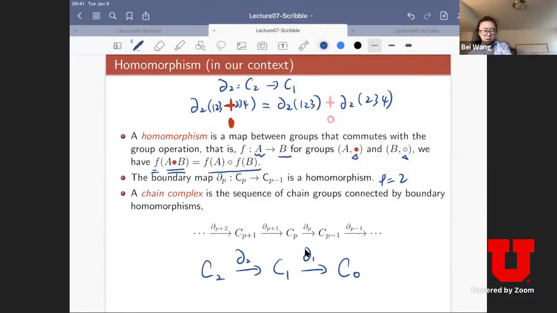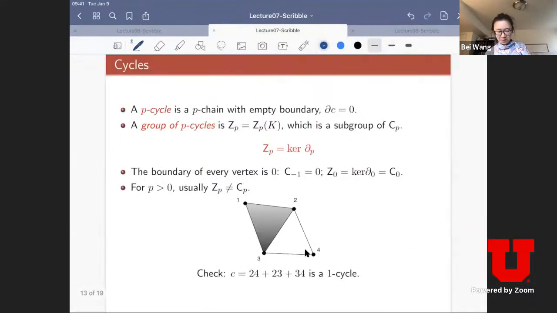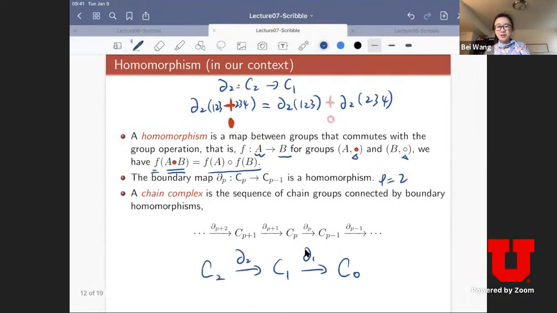In a lot of cases I can ignore this, with the understanding that it's just taking the boundary, okay? This is called a chain complex because they are chain groups connected by the boundary operator, which by itself is a homomorphism. It's called a complex because it's a sequence of those groups connected by maps. Okay. All right. Are people still with me?